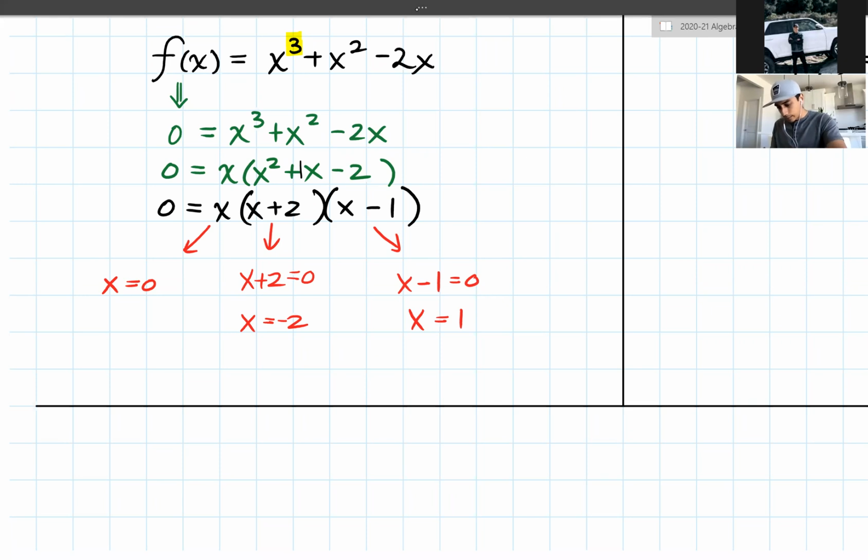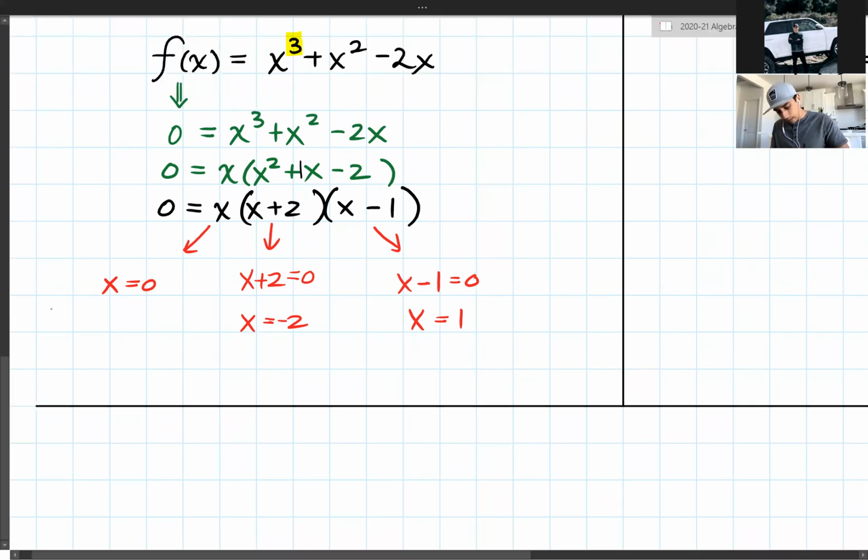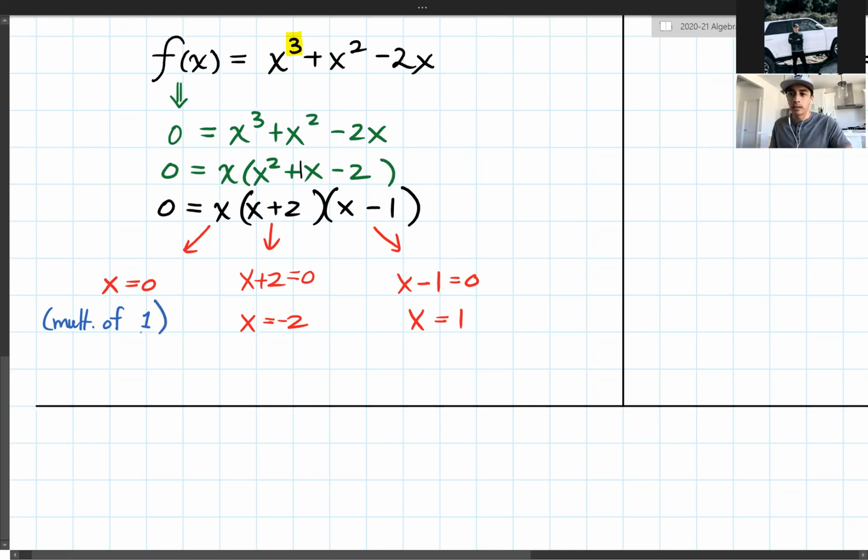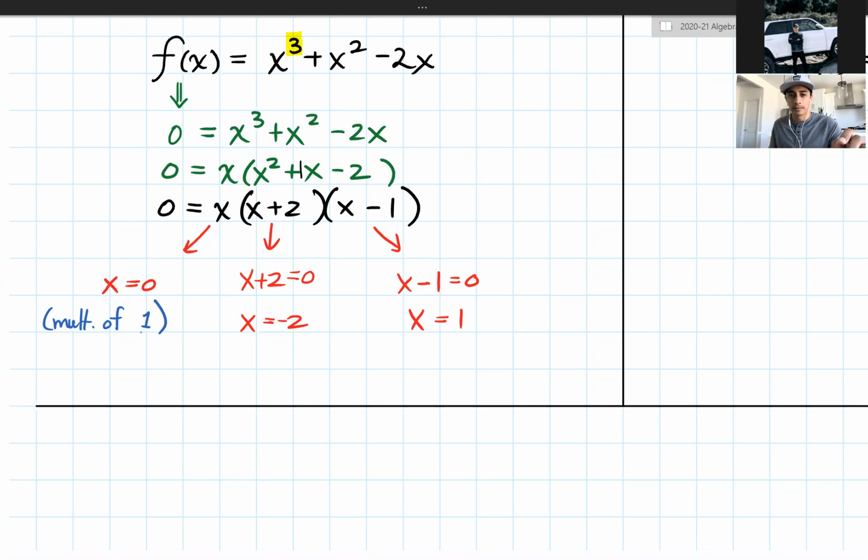When I go back and I label their multiplicities, x equals 0 has a multiplicity of, how many times does that solution show up for us? Yeah, just once. So it's a multiplicity of 1. So what do we know is going to happen with the graph at that x value? It's going to cross. There you go. It's going to pass right through the x-axis.